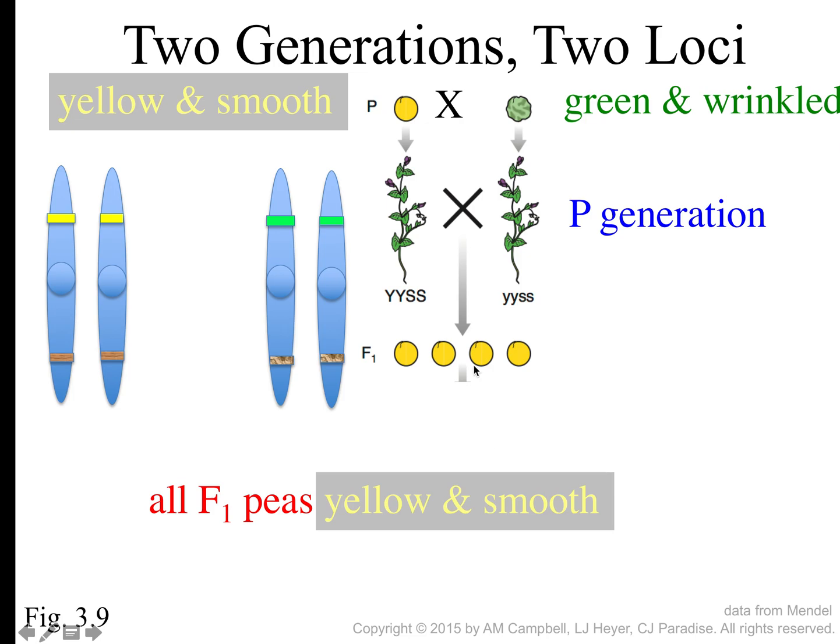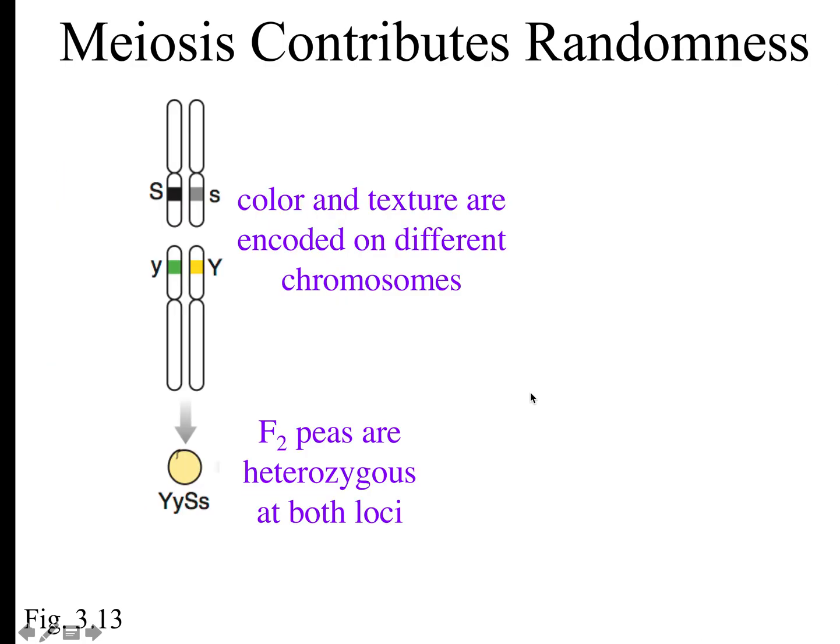Okay, so if this individual, which is yellow and smooth and a true breeding parent, is mated with a green and wrinkled true breeding parent, all the F1 offspring will be yellow, dominant phenotype, and smooth, dominant phenotype. And they would be the F1 generation. Those F1 individuals would all have the genotype like this. They would have one copy of the yellow gene, one copy of the green gene, one copy of the smooth gene, one copy of the wrinkled gene. They would be heterozygous at both loci.